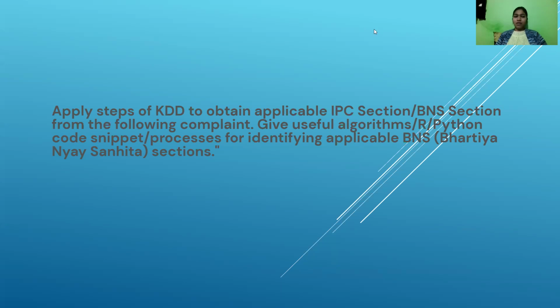Let's get started. First question: apply steps of KDD to obtain applicable IPC section or BNS section from the following complaint. Give useful algorithms, R or Python code snippet, process for identifying applicable BNS sections.